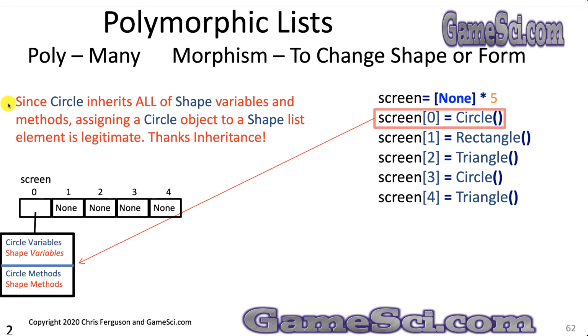Since circle inherits all of shape's variables and methods, let's assign a circle object to a shape list element. That's legitimate. Thanks, inheritance. Circle inherits everything that shape has, so I'll take a circle object and put it in my shape list. And you can see slot 0, or index 0, of the shape list contains a circle.